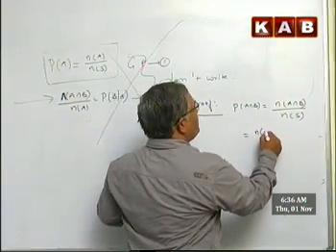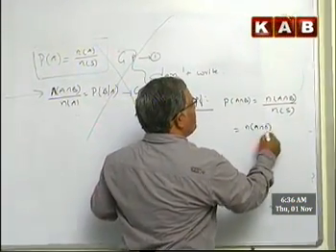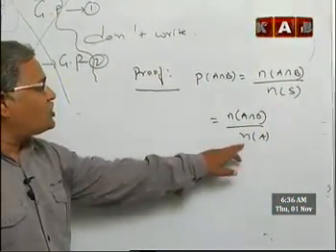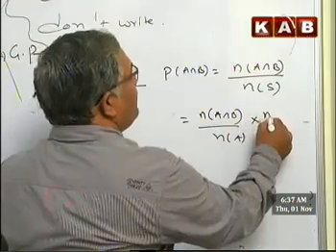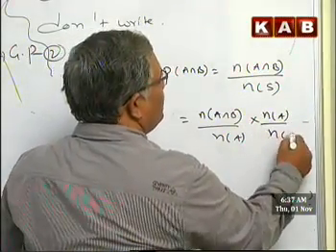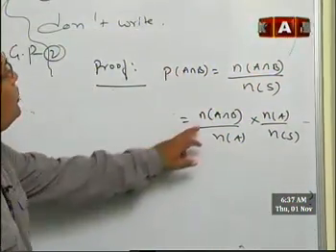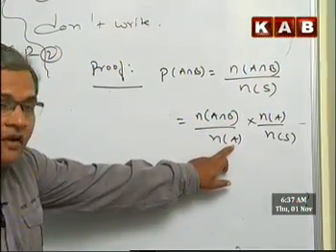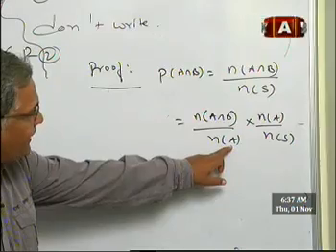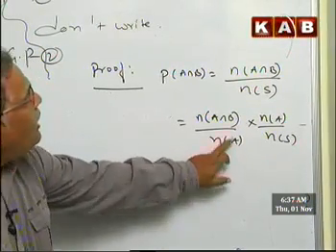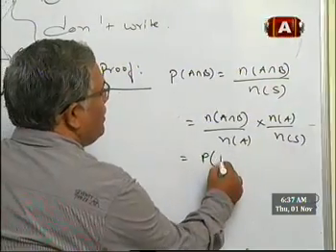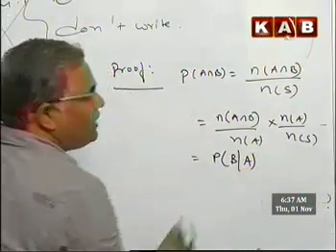N of A intersection B by N of A. This I am writing extra. The compensatory N of A by N of S. Right? So, recollect, this is N of A intersection B by N of A. N of A is becoming the sample space. So, in A, how many of them belong to B? So, this is nothing but probability of B given A.